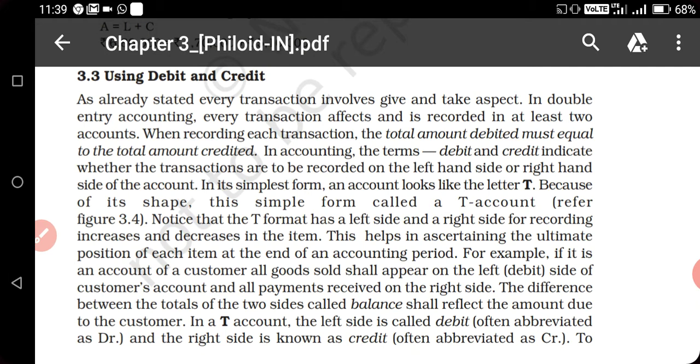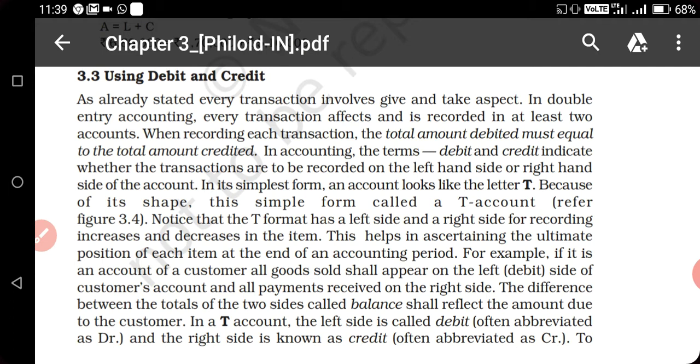You can take the example: if you are selling goods to the customer and you provide goods to the customer, it means you are giving the goods and the customer is providing money to you. That is the taking from the customer side. So two effects are there, and every transaction depends on the double entry system. Double entry system indicates two impacts here. One is the debit impact, another is the credit impact.